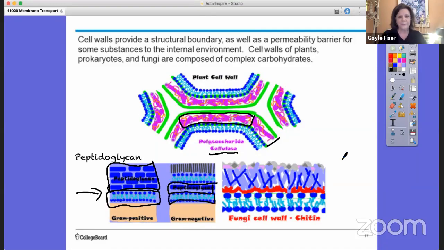But my point was that here is the cell membrane, and it is outside of the cell membrane acting as a barrier, okay? Now, on the fungi cell wall, here's our cell membrane right here. And then we have this red, those are pieces. They're supposed to look kind of like little curves. Okay, that's the polysaccharide, which is chitin.